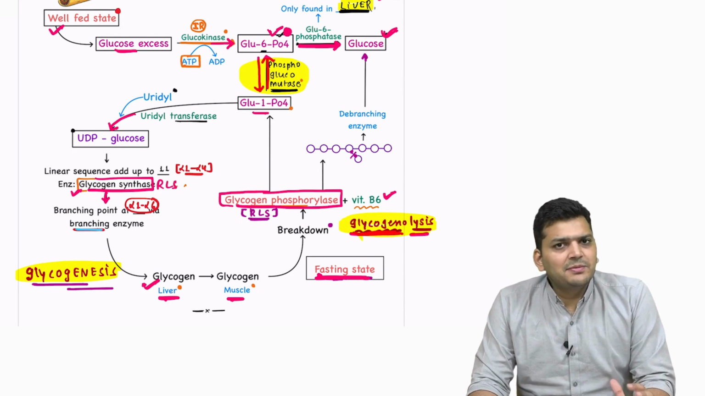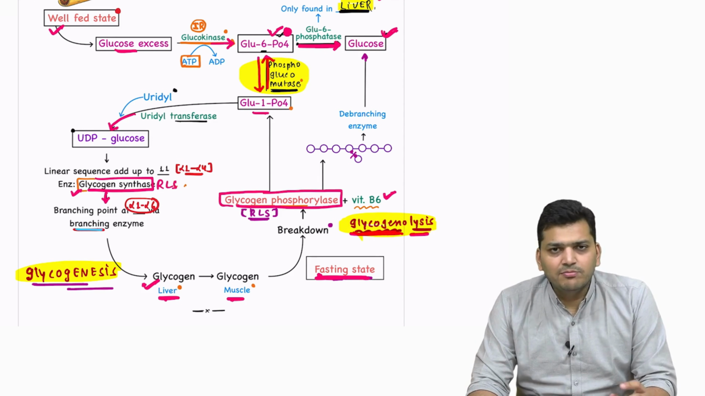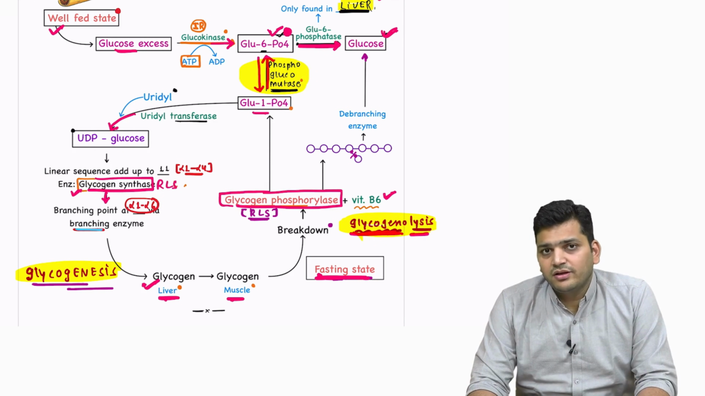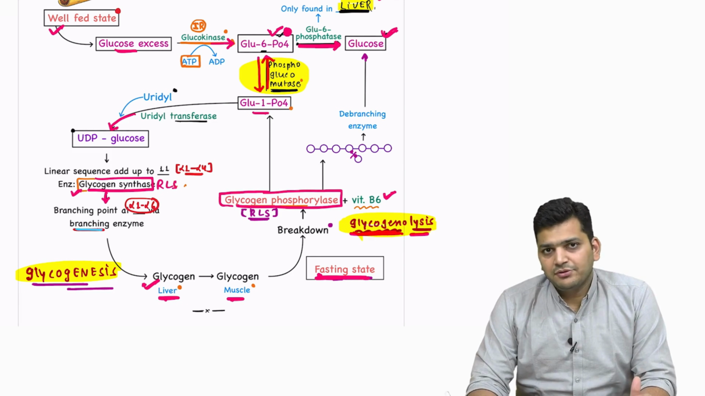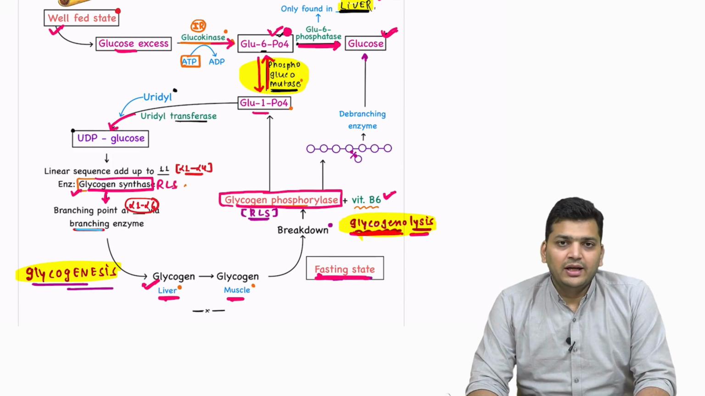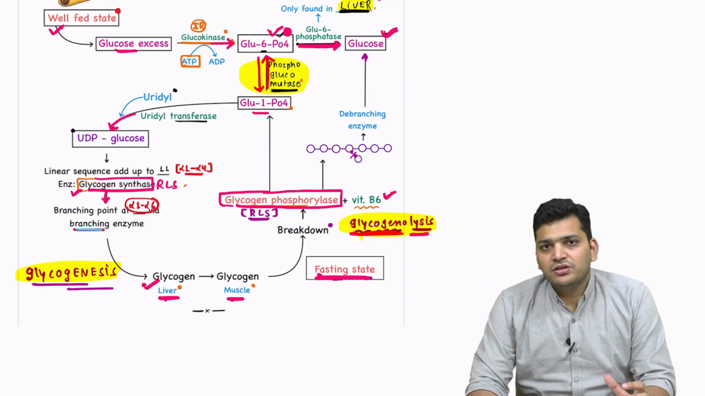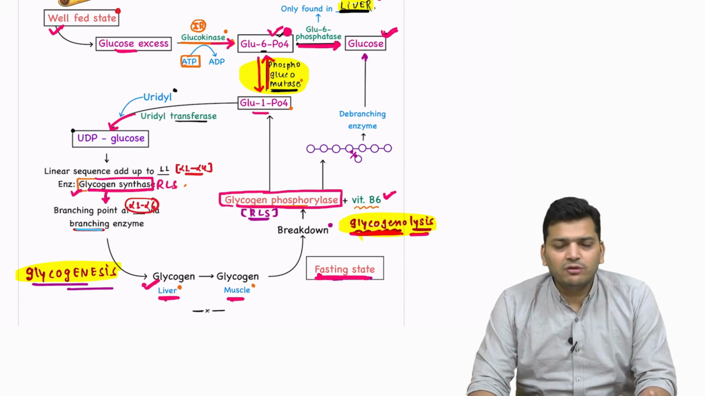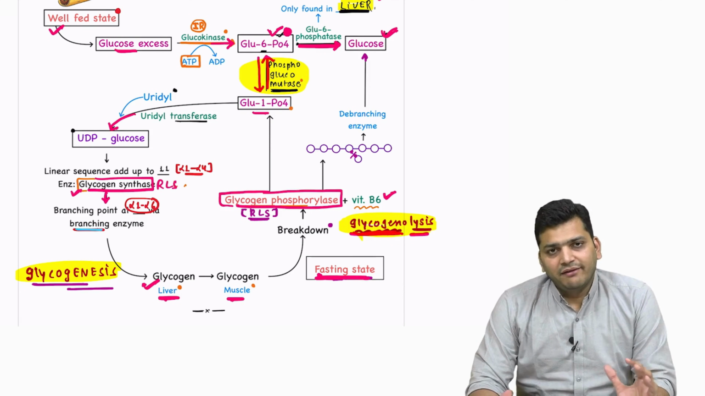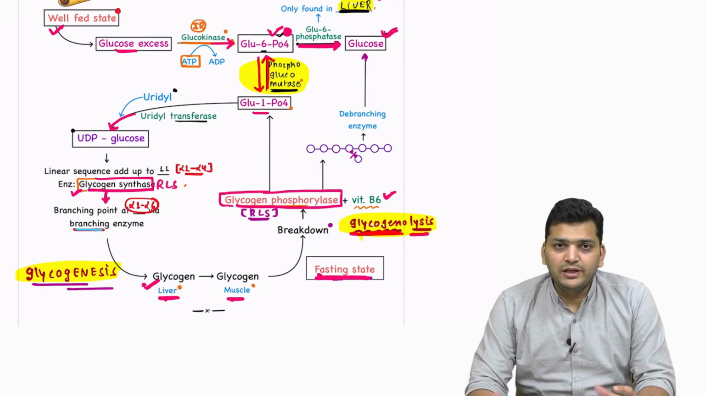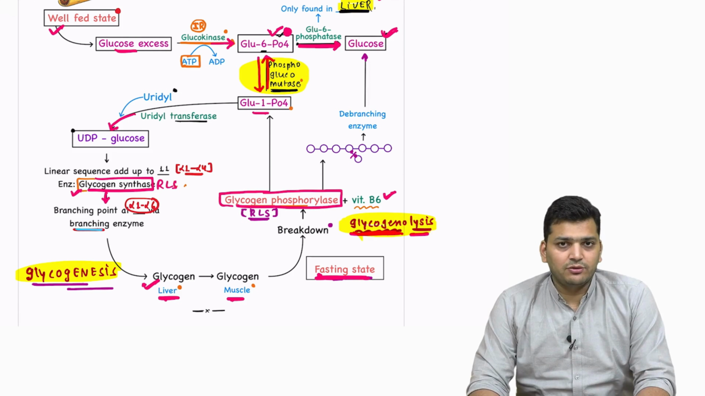There are so many enzymes which are involved in glycogen metabolism. By any chance, if any enzyme is not there, the intermediate of the glycogen metabolism will accumulate in the body. And these diseases are called glycogen storage diseases. It's a very hot favorite topic of the exams. If glycogen metabolism is not happening properly, any enzyme is deficient, the glycogen will accumulate in the body.